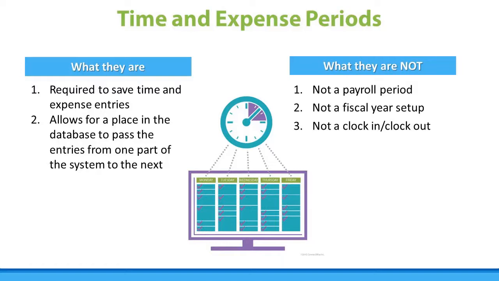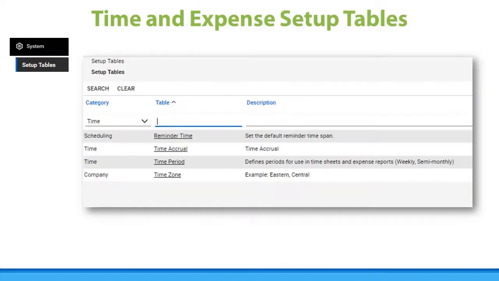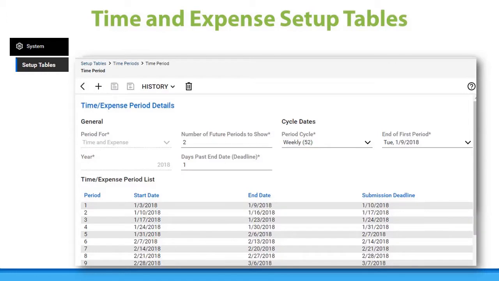That is determined by your payroll system. They are not a fiscal year setup, which is determined by your general ledger system. And they are not a clock-in, clock-out system. In the setup tables, open time period. Click the new item plus sign to create a new one.